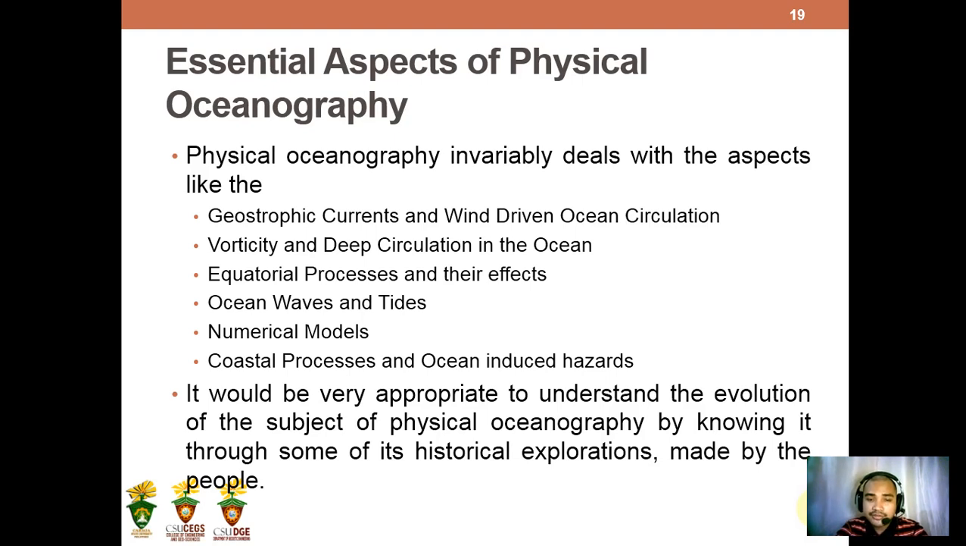Dapat himay-himayon jud na sila na mga aspects so that we can really understand what is the essence of studying oceanography. Also, the evolution of the subject of physical oceanography by knowing it through some of the historical explorations made by the people. Magsugod man jud dapat sa history kung unsay nahitabo before, no, so that we can link those historical aspects, and pag malink na to siya, makuha natin ang information. So, magamit na siya as benchmark for further researches.